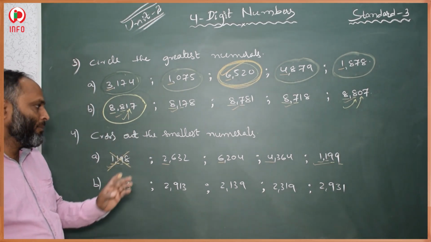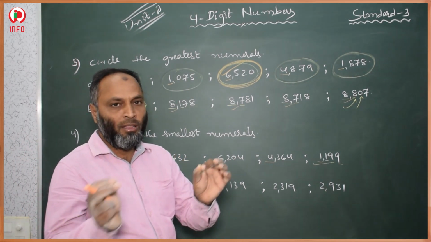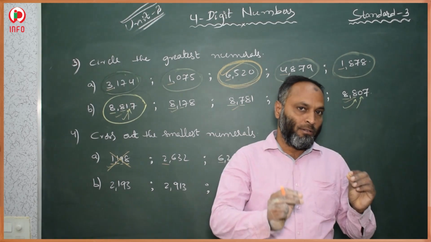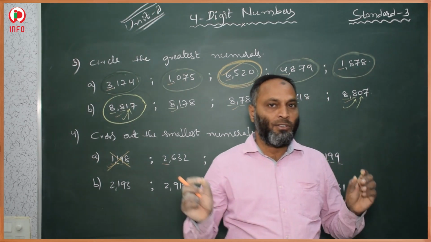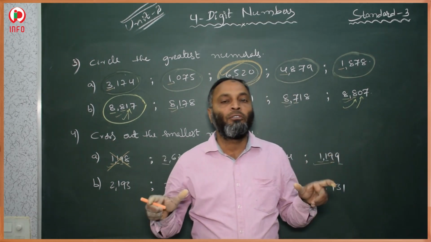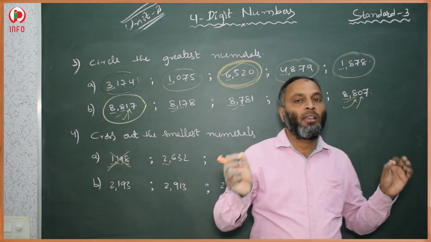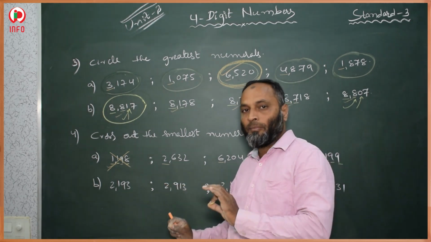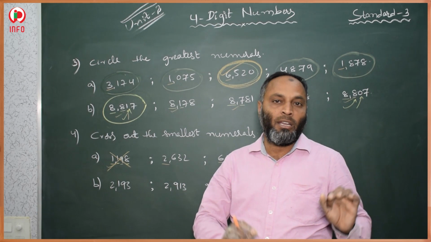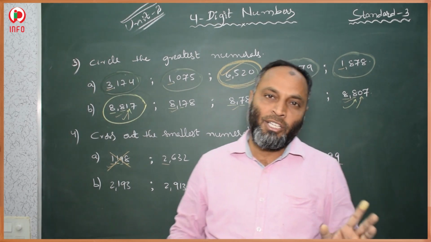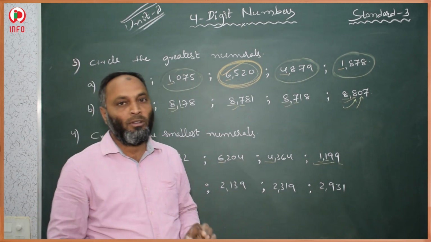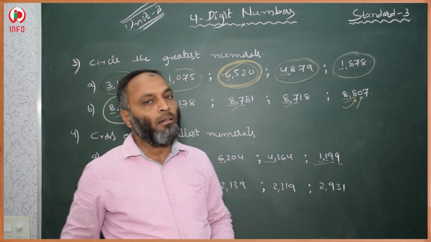So the procedure is the same. First we go for thousands place value. In thousands place value, which one is the least? First you go for the least. If two such least values are there in thousands place, again you compare those two values only. In hundreds also, if they are the same, you go for tens value. If tens are also the same, then you check in ones. Whichever is bigger is the bigger number, and whichever is smaller is the smaller number. For the smaller number, you have to make a cross.